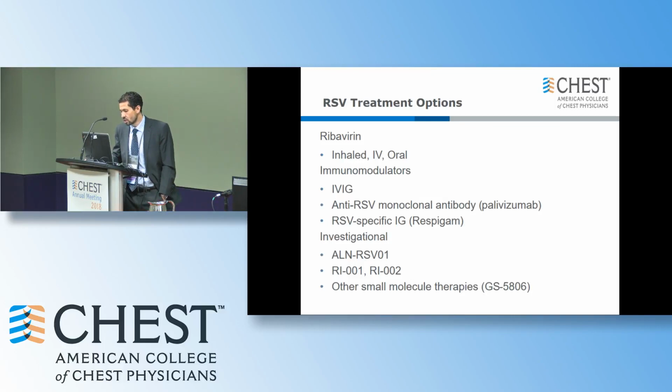ALN-RSV01, which is an interfering RNA. It does potentially prevent BOS in lung transplant recipients. RI-001 and 002 are anti-RSV neutralizing antibodies. And GS-5806 is an RSV entry inhibitor. It has been shown to lower viral load, decrease mucus weight, and decrease symptom score. It is currently being trialed in lung transplant recipients and bone marrow transplant patients.